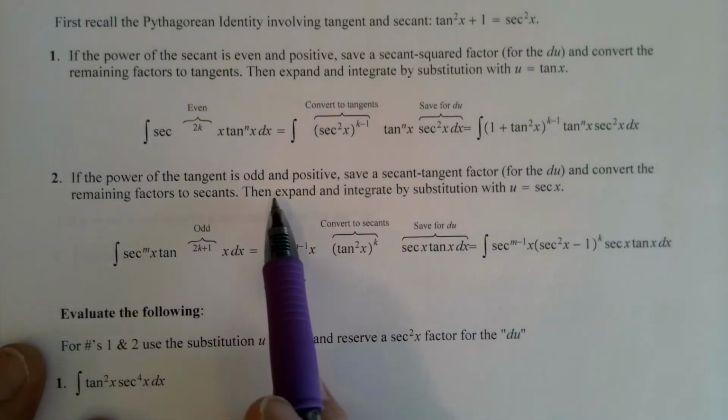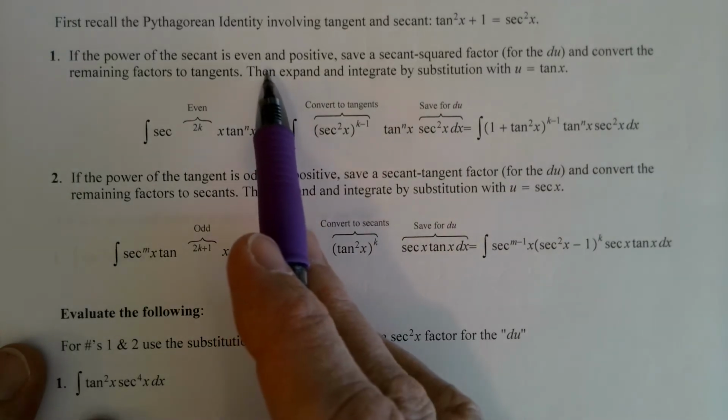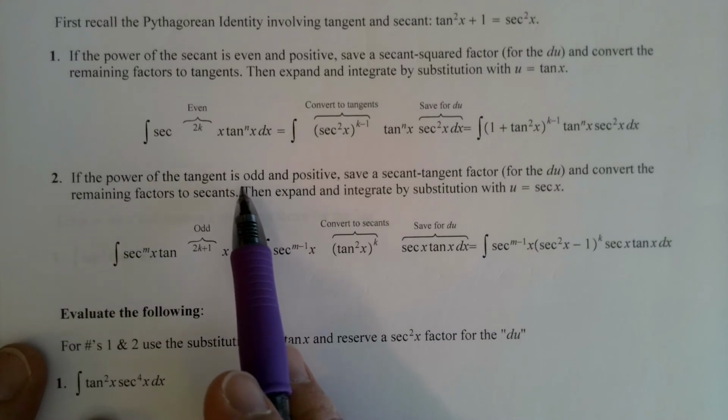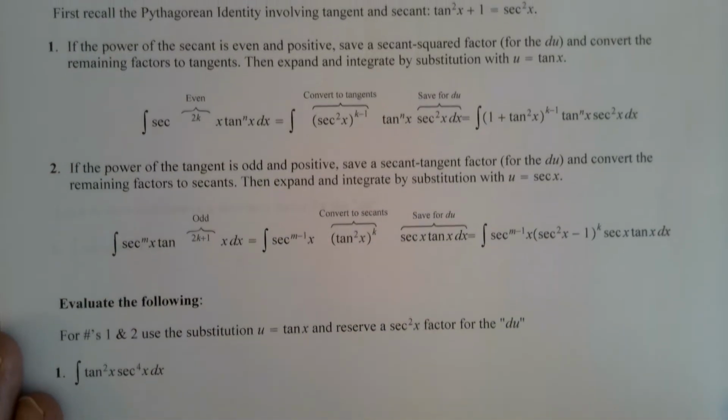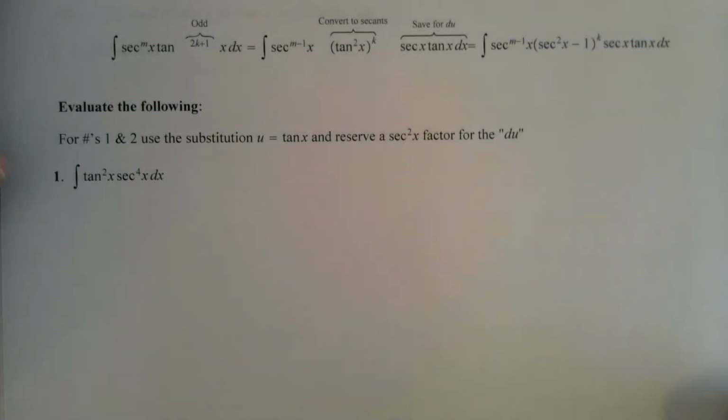If tangent is odd and positive, good news. Bad news is what? Secant is odd and tangent is even. Then we're in a world of hurt. Then we're in trouble. Let's just focus on these cases.